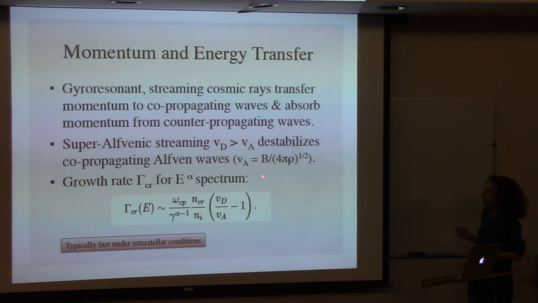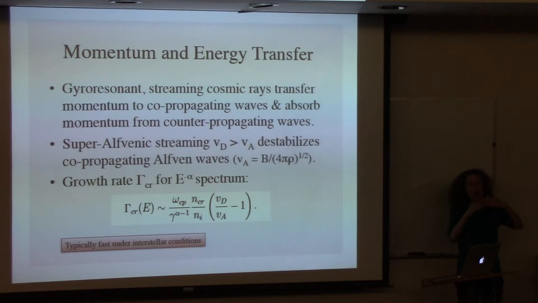What I didn't tell you, and I don't really have time to show, is that if the cosmic rays are streaming faster than the Alfvén speed, that will destabilize the co-propagating Alfvén waves, and the growth rate of the instability can be written in this form. So it's scaled by the proton gyro frequency times the number density of cosmic rays divided by the ion density. And this factor here, the Lorentz factor gamma to the alpha minus 1, reflects the fact that as you go to more and more energetic cosmic rays with larger and larger gyro radii, there are fewer particles that can resonantly amplify that way because the gyro radii are big.